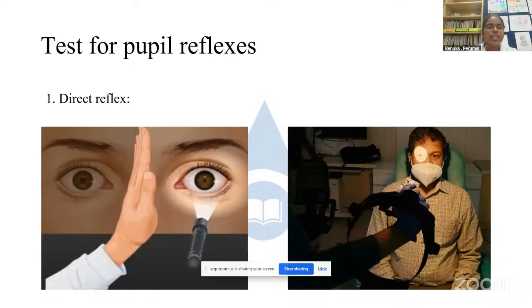So now let's see the tests that are done for the pupil reflexes. First, we'll be classifying them as direct light reflex and indirect light reflex. First is the direct reflex. Here, it is the reaction of the pupil to the light shone in the same eye. So we have to ask the patient to sit comfortably in a dimly lit room and fixate on a distant target. Why? To avoid accommodation. Then we hold a pen torch or any transilluminator from the side, shine the light into one eye, and observe the constriction of the same eye's pupil. This is termed the direct light reflex.